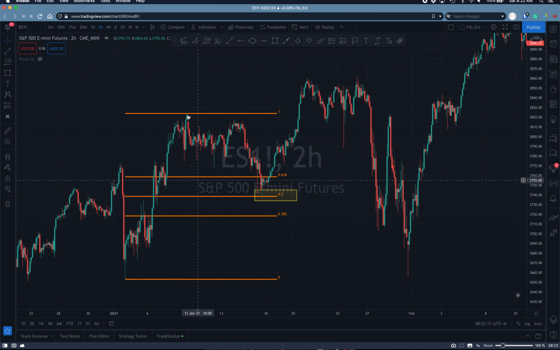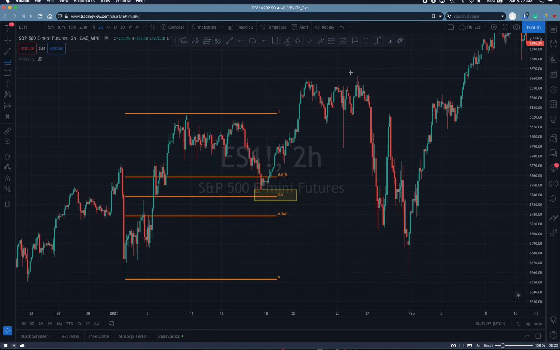Now I did just do rough clicks. I can't tell you if it's exactly on the exact high or low and where this would fall in. But this could be a range that you would start looking in to get long. And as you can see in this scenario, it actually worked out. Does it always work out? No. But this time it did. That is a Fibonacci pullback.